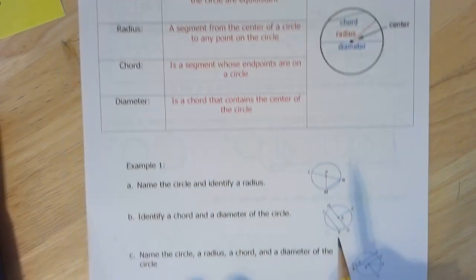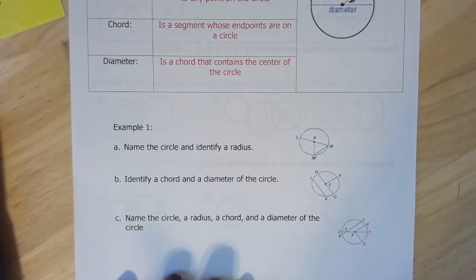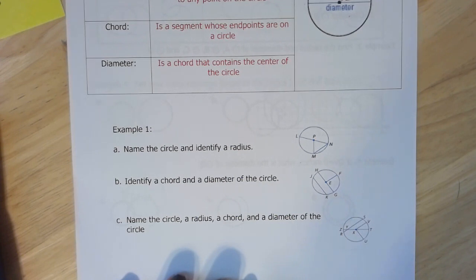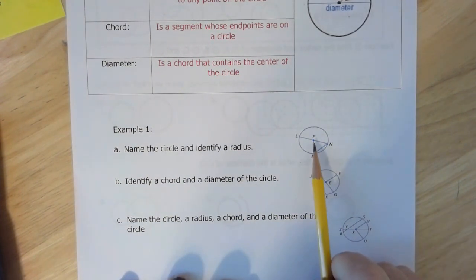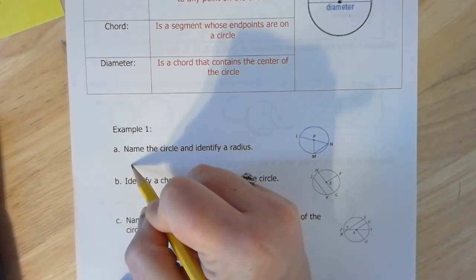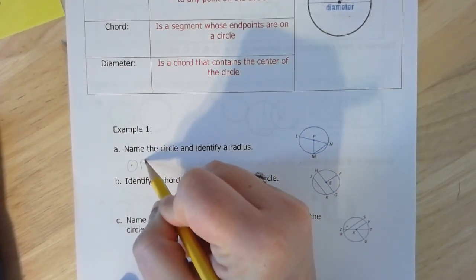So example 1, we're going to just identify and name things. So example A, it says name the circle. Okay, we name the circle by the center of the circle. So the center of my circle is P, so I will name it circle P.